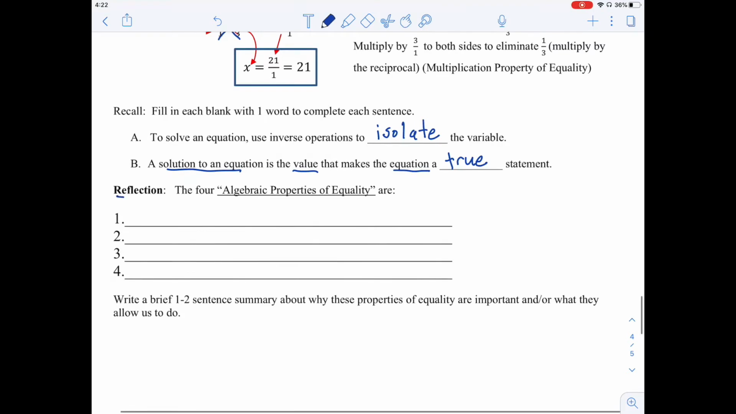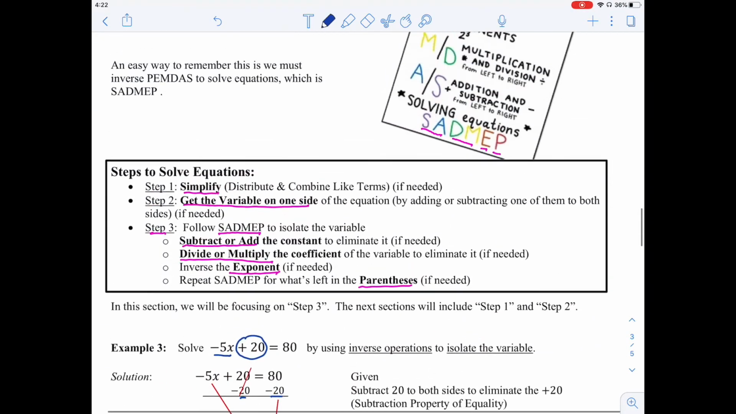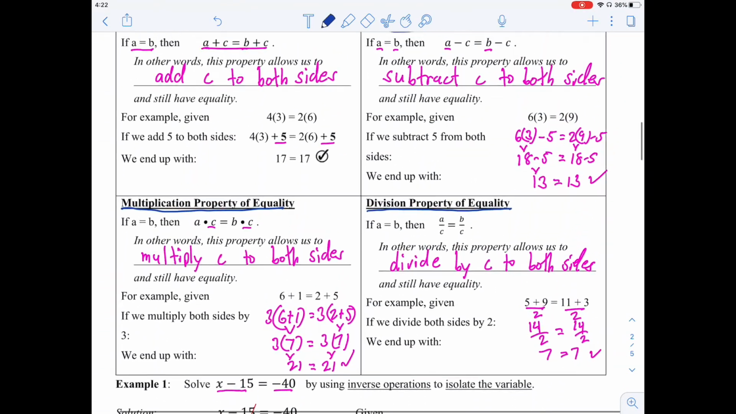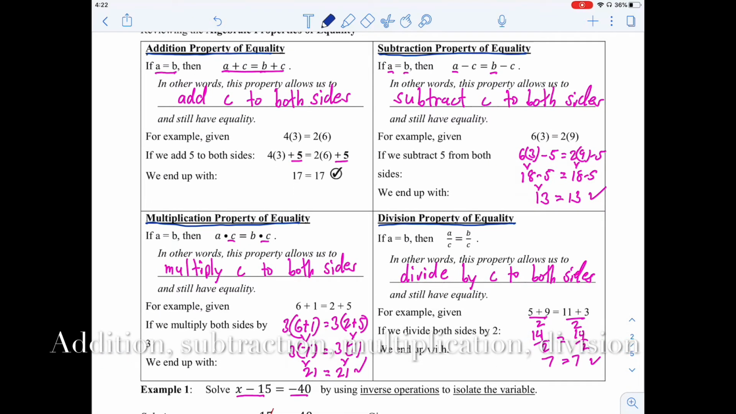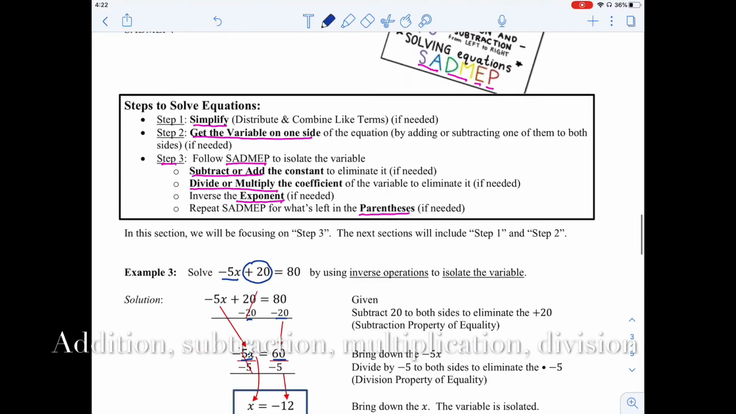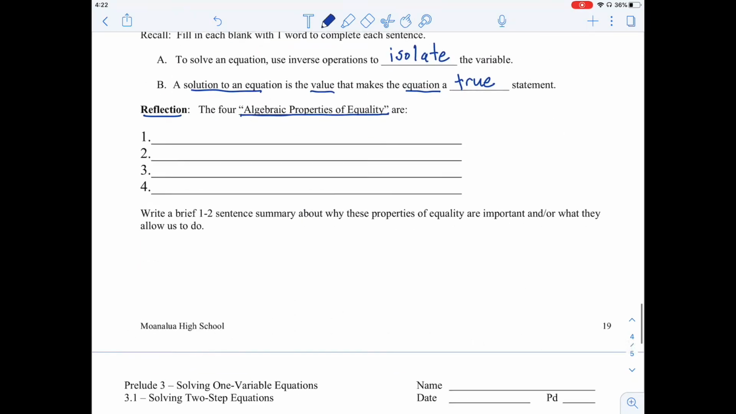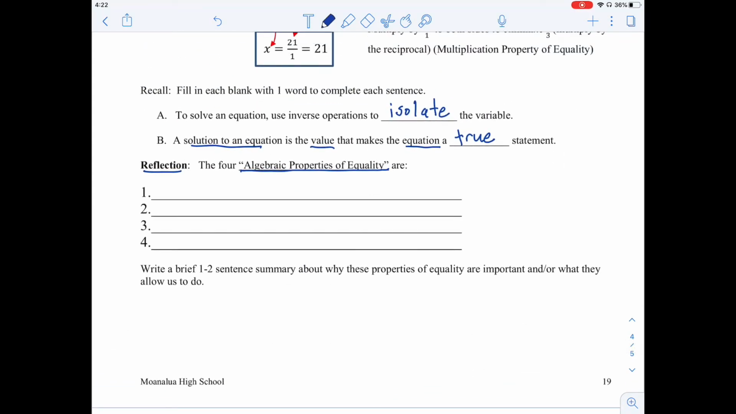Okay, reflection. So the four algebraic properties of equality are given right in this table. So four properties of equality. We have addition property of equality, subtraction, multiplication, and division. So those are the four properties of equality. So you're just going to add that in there for your four algebraic properties of equality.